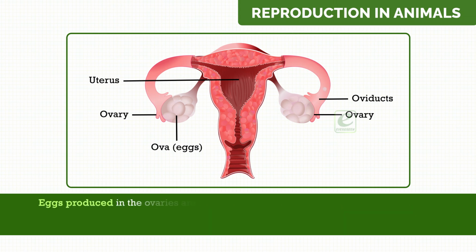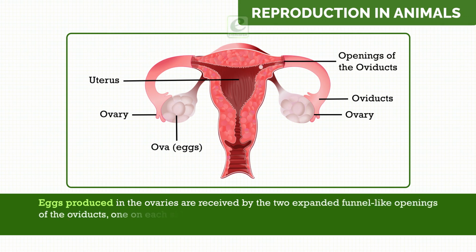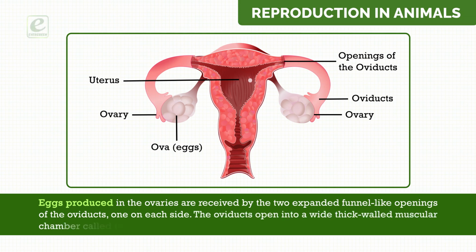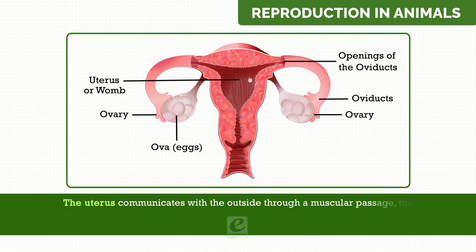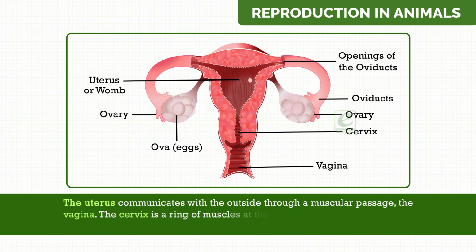Eggs produced in the ovary are received by the two expanded funnel-like openings of the oviducts, one on each side. The oviducts open into a wide, thick-walled, muscular chamber called the uterus or womb. The uterus communicates with the outside through a muscular passage, the vagina. The cervix is a ring of muscles at the lower end of the uterus where it joins the vagina.